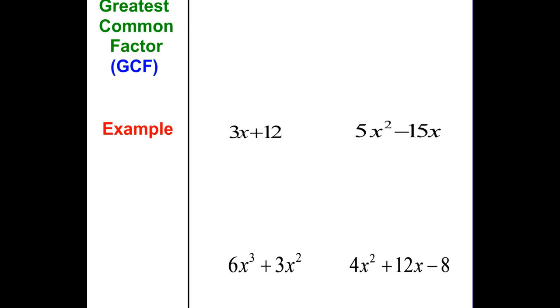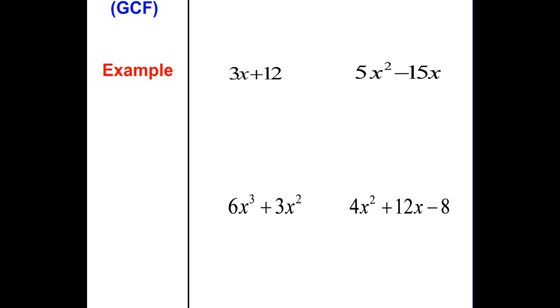So when I look at these polynomials here, I need to look at each piece of my polynomial, each monomial of my polynomial. So if I look at 3x and 12, I know I'm not going to be looking at the x's because only one of them has an x, so I'm only going to look at the 3 and 12. Well, what's the greatest number that goes into 3 and 12? Well, it's 3.